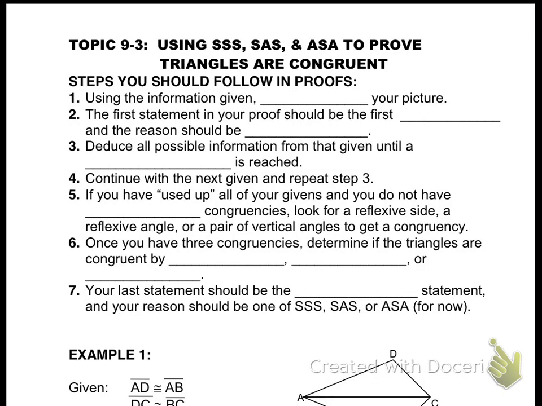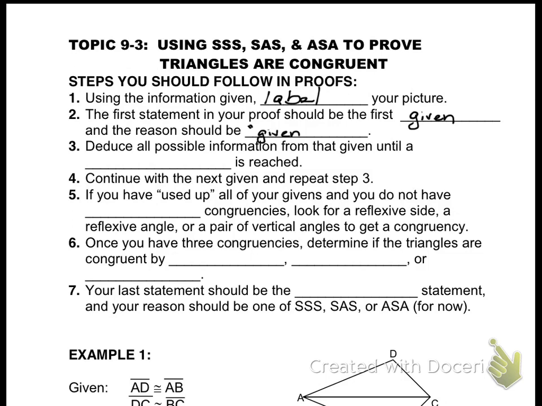Okay, so now we're going to start 9.3 and 9.4, where we're going to do some proofs. And here the first thing we're going to list is the steps you need to go through to take care of your proofs. So the first thing you're going to do is label your picture. And I'm writing with my fingers, so it's not going to be the prettiest. The first statement is always going to be your given. And that's given in the problem, that's any information, and your reason is going to be the word given.